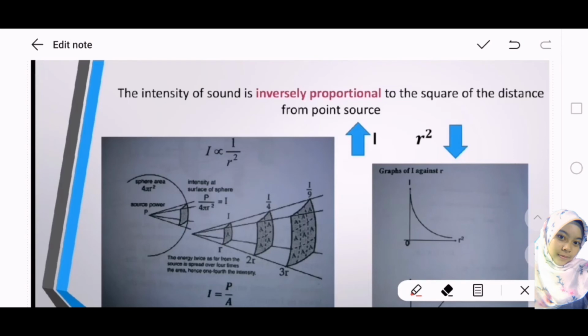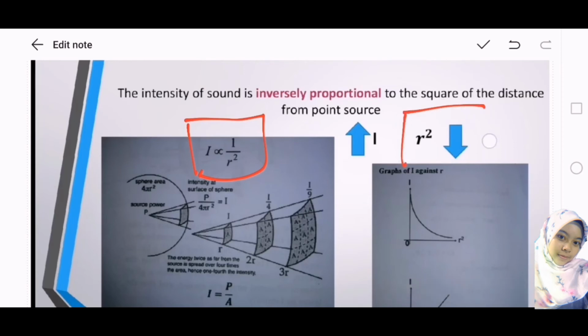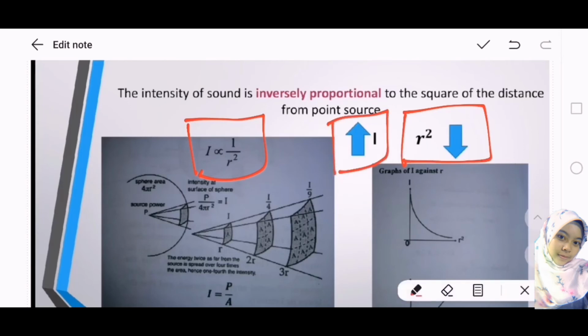Okay, next we have: the intensity of sound is inversely proportional to the square of the distance from the point source. We can get this equation: I is inversely proportional to R squared. So we can conclude that if we have a low R squared, we get a high intensity of sound, which means makin kita dekat dengan sumber bunyi, semakin kuat bunyi yang kita dengar.